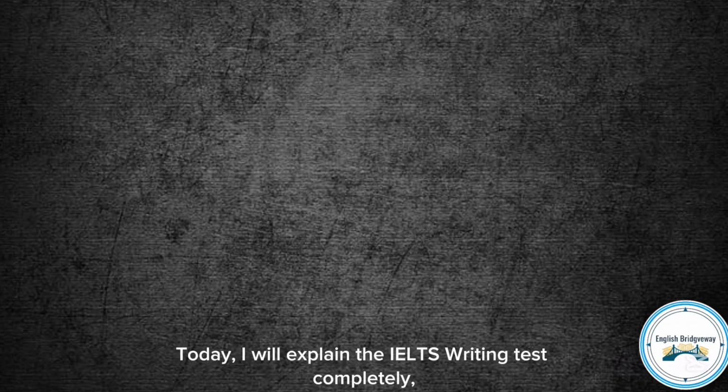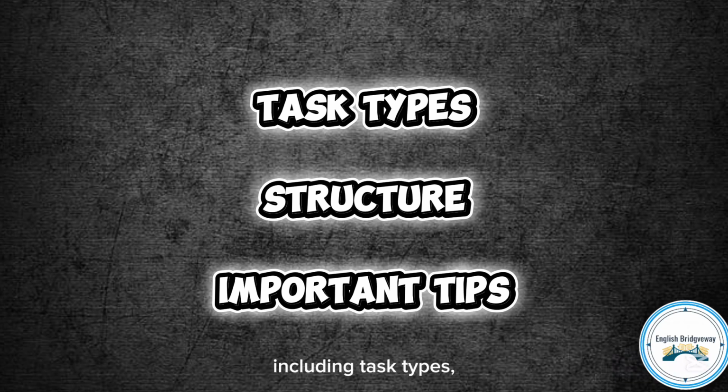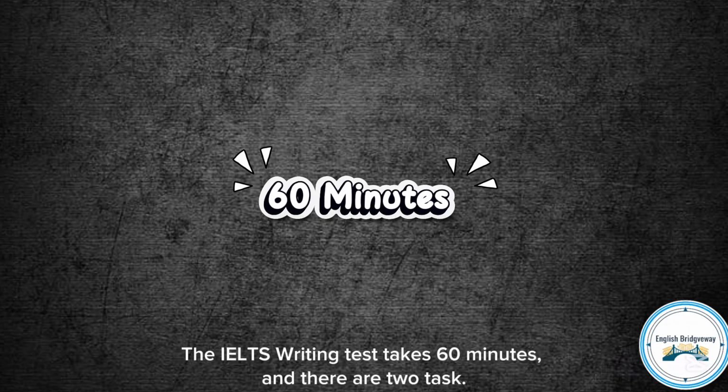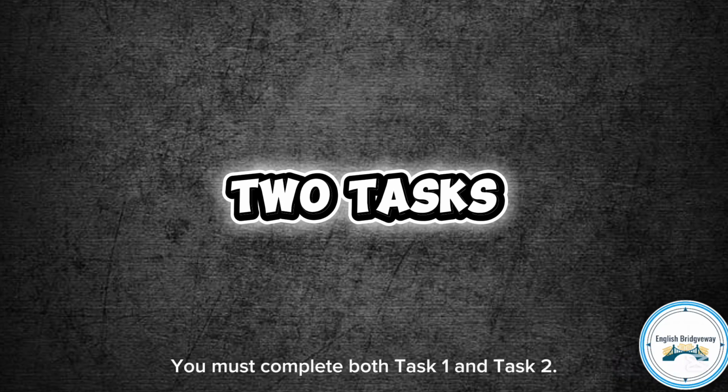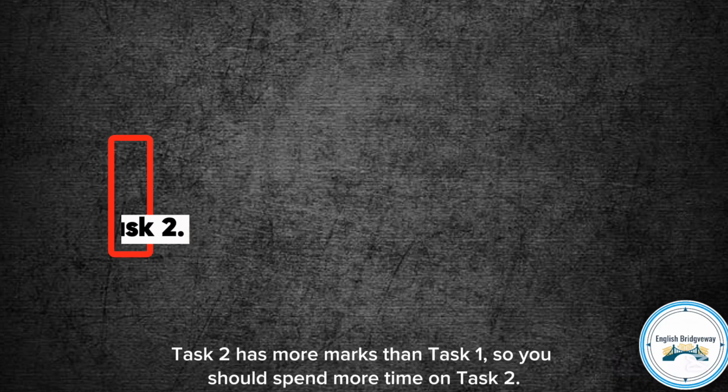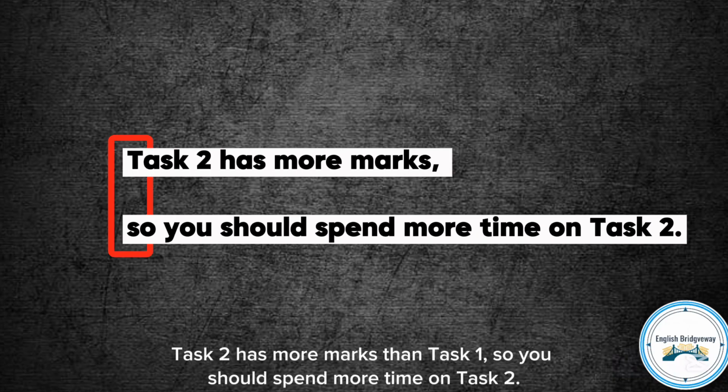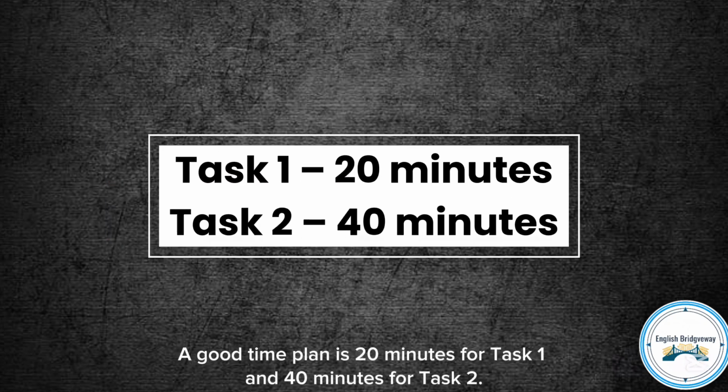Today, I will explain the IELTS writing test completely, including task types, structure, and important tips. The IELTS writing test takes 60 minutes, and there are two tasks. You must complete both Task 1 and Task 2. Task 2 has more marks than Task 1, so you should spend more time on Task 2. A good time plan is 20 minutes for Task 1 and 40 minutes for Task 2.